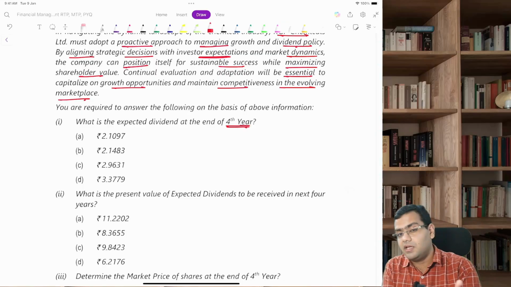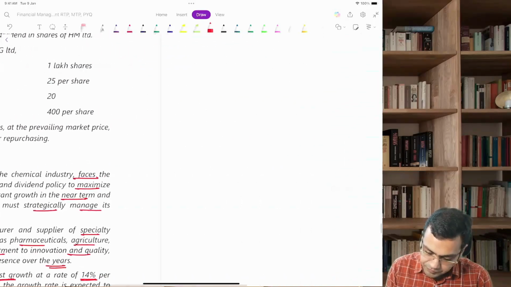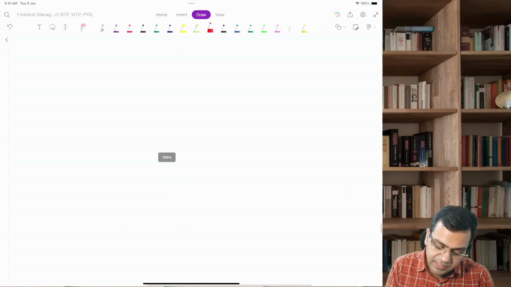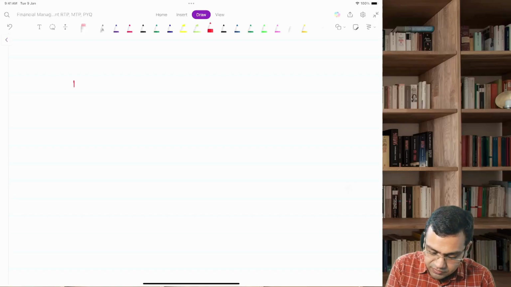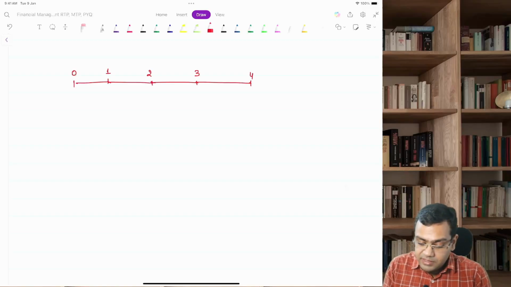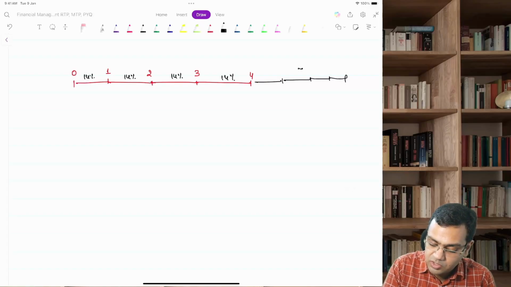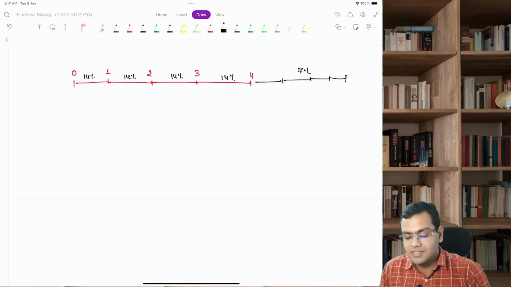Now this similar we have done in the practical problem 5, in our course we have already done that. So how is it to be dealt with? See here, first 4 years, 1, 2, 3 and 4th year. So this is 0 period, this is first period, second period, third period and 4th period. In this period, every year they are expecting a growth rate of 14%. After that, the growth rate for an indefinite period is going to be 7%. So how to deal with this kind of thing?